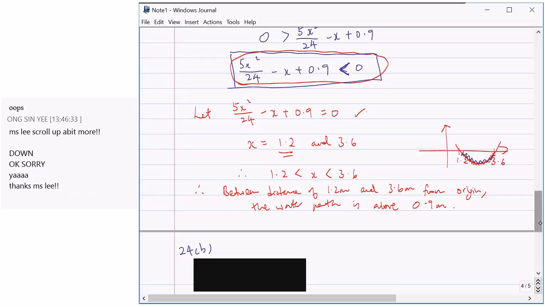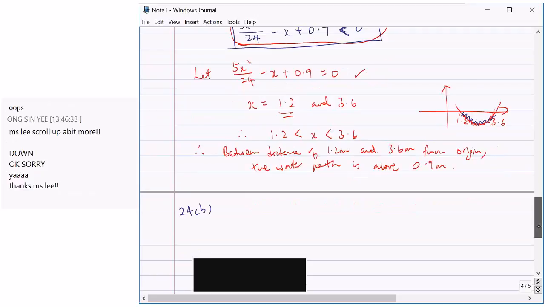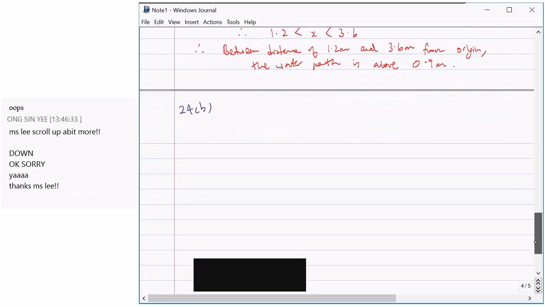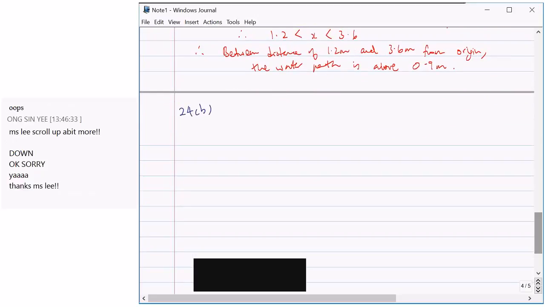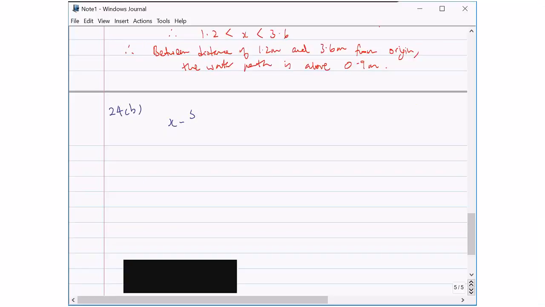Okay? I go down, 24b, okay? 24b says if the height of the water trajectory is always below h, what will be the smallest integer value of h? So you are looking for h, and you want the water height, which is x minus 5x squared over 24. This is the height, right? You want the height to be always below h. Is it all okay? You understand how I got to this?